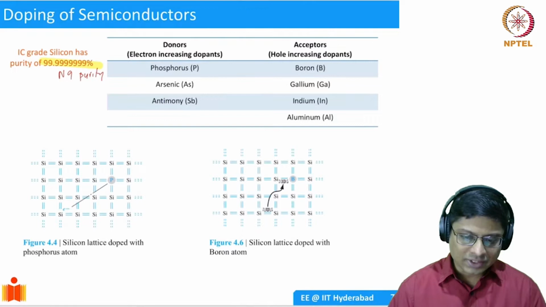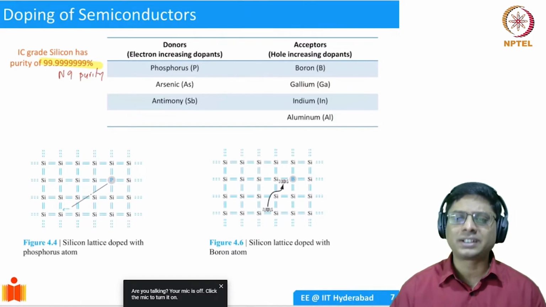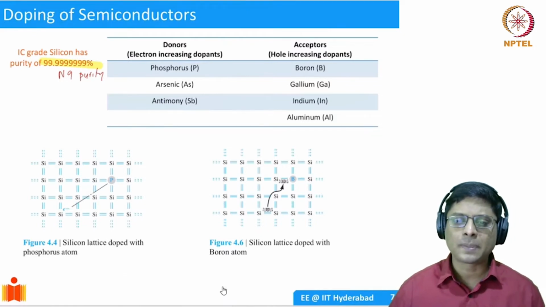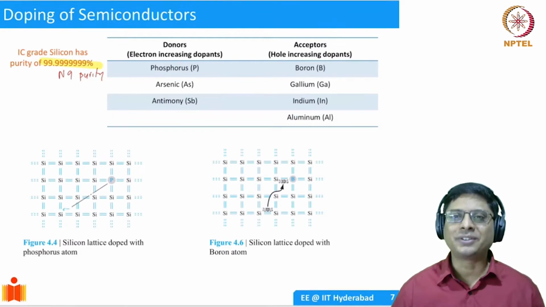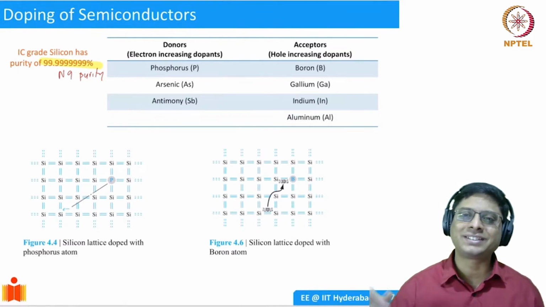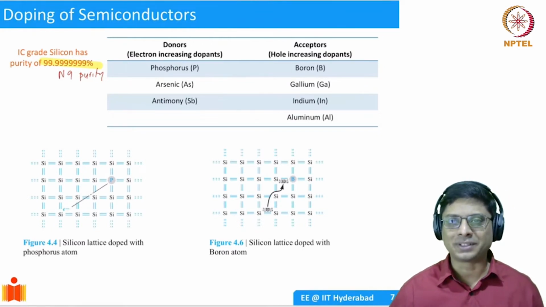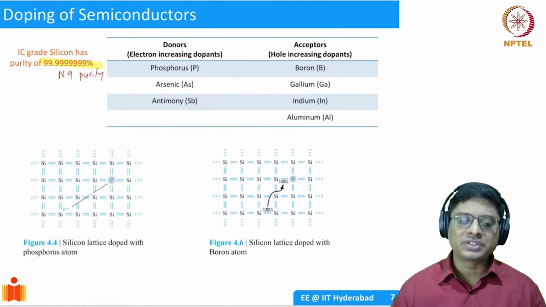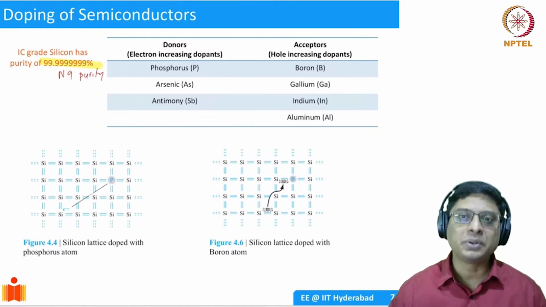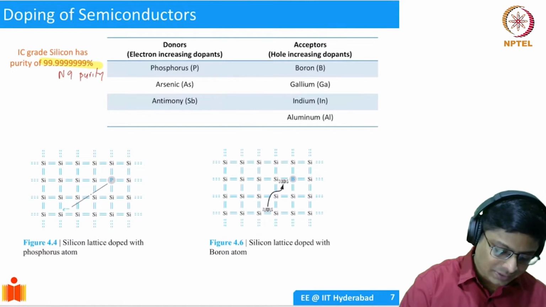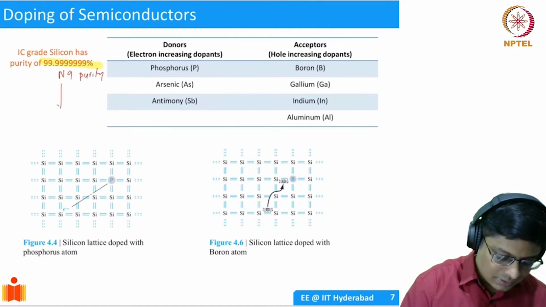So essentially, you have a very, very highly pure, perfect lattice that you start with. Okay, but then that is not very useful because it's intrinsic. We saw that the resistivity was 100 kilo ohm centimeter. It's not enough. So what we do is we start introducing impurities. Okay, so to this silicon, we add impurities.